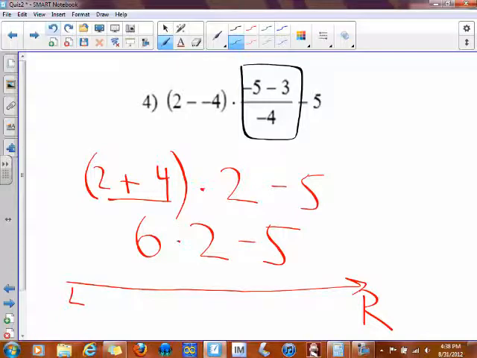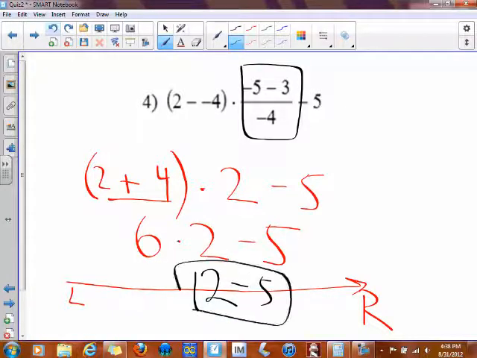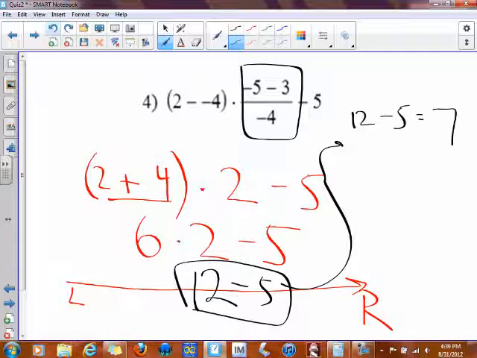Okay? There it is, that dot. So we can. 6 times 2 is what? 12. What's 12 minus 5? Well, what's 12 minus 5? If you don't have a calculator, I know this is a tough one. 12 take away 5 is 7. And that's the answer to this problem. The number 7. 12 minus 5 is 7.